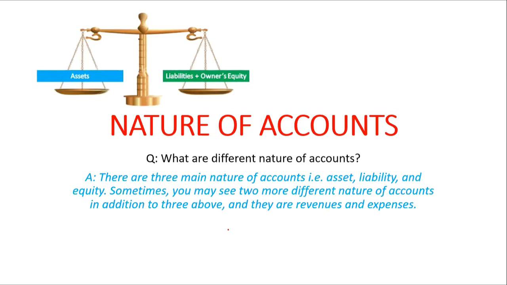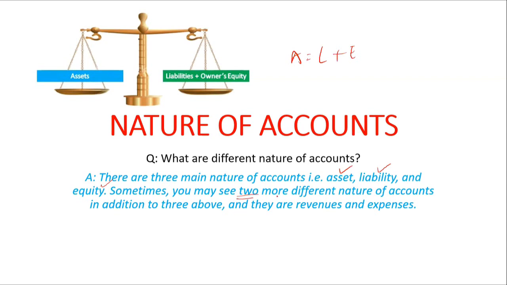Moving on to our second question, which is the nature of accounts. There are three major different types of nature of accounts. Following that, you may also see two additional nature of accounts as well. And nature of accounts basically come from the accounting equation. I have prepared a video on the accounting equation as well that you can watch, which discusses what the accounting equation is. Here you can see it's A equals L plus E. That's the short form, which basically means assets equal liabilities plus equity.